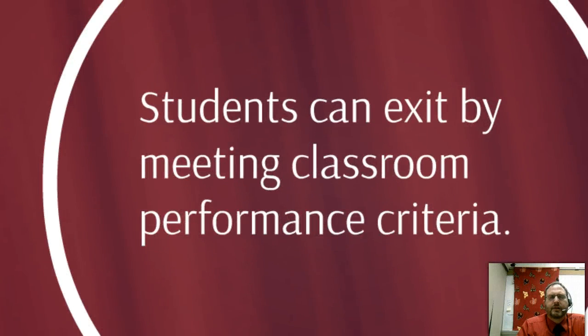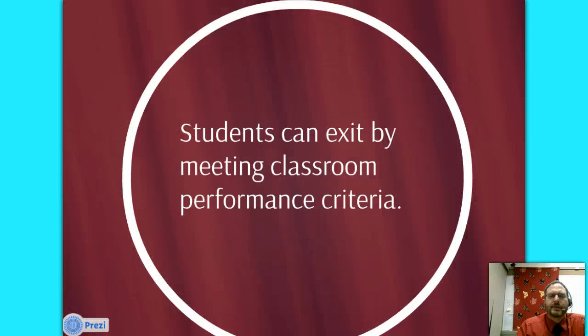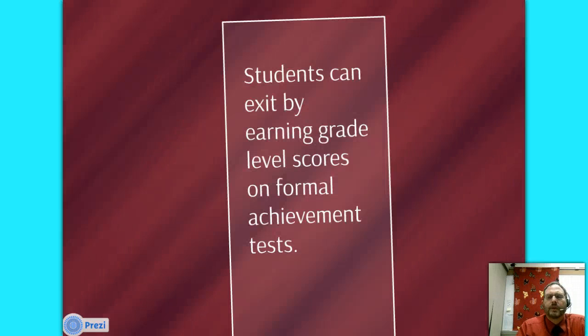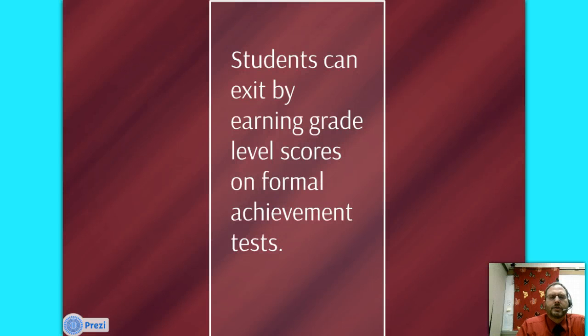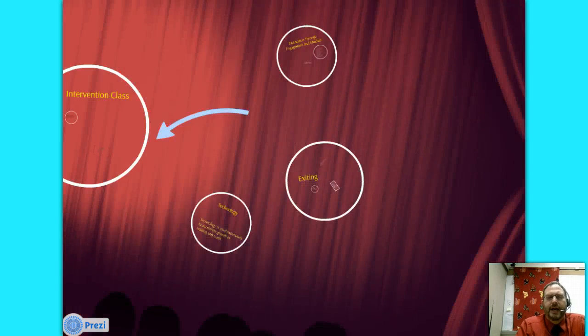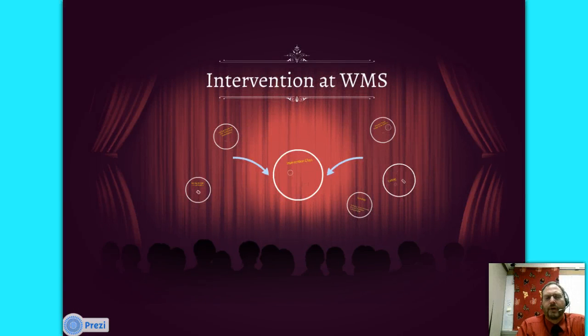One of the ways that they can do this is, for each of the classes, math and reading, we have exit criteria set up, and if students meet this exit criteria, they're able to exit the class. And finally, students can also exit by earning grade level scores on formal achievement tests. So there are different ways to enter the class, and different ways to exit the class. A lot of it comes down to how hard they're willing to work.